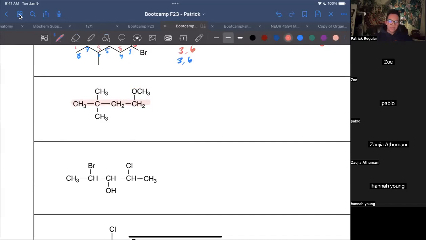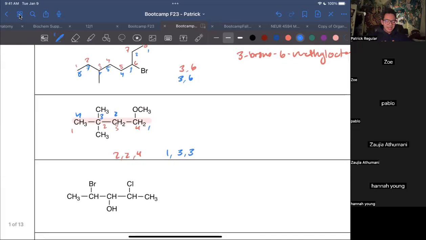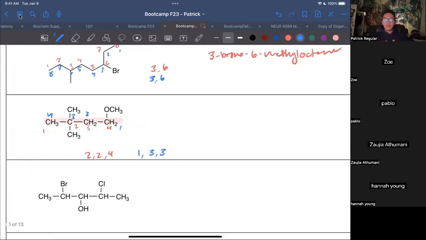It's a butane, we have a 1, 2, 3, 4. We have a 2, 2, and a 4. Right to left, 1, 2, 3, 4. We have a 1, 3, 3. Perfect example of what I was trying to show above. A lot better than me pulling it out of thin air. All right, you have 2, 2, 4 and 1, 3, 3.